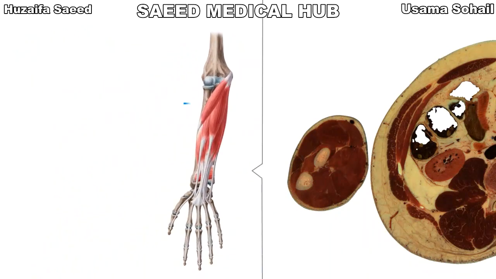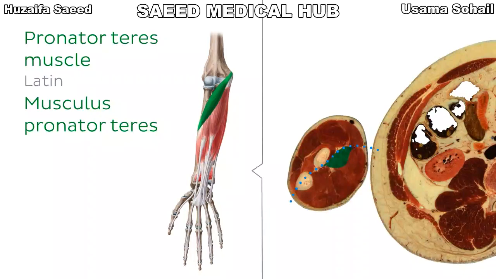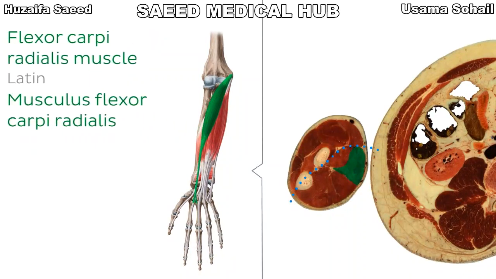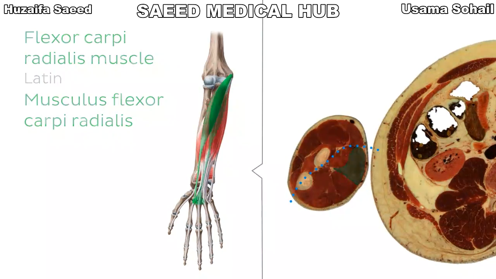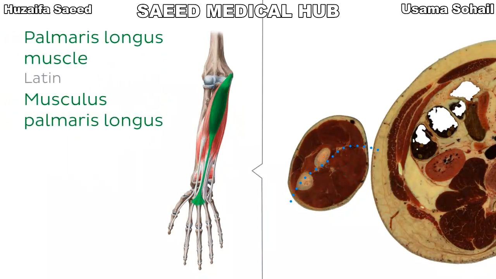And working from radial to ulnar aspects of this group, the first muscle we're going to encounter is the pronator teres muscle, which is now highlighted in green. So this muscle is then followed by the flexor carpi radialis muscle, and usually after the flexor carpi radialis, the next muscle we would usually identify is the palmaris longus muscle.